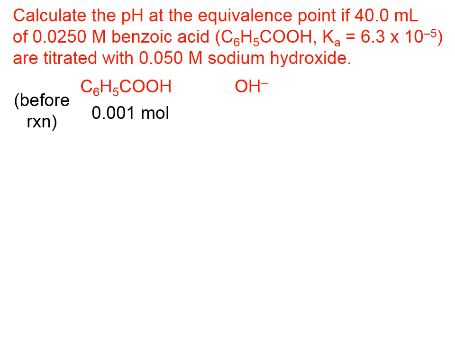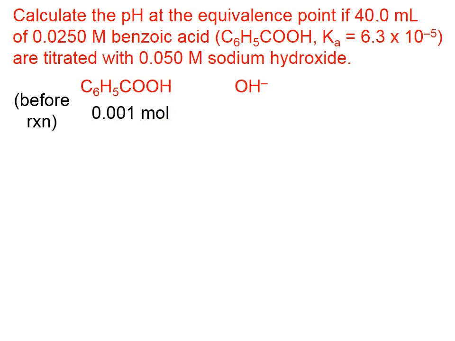Whenever we do the reaction, we need to take into account moles. Molarity, if you look in the upper left corner of the screen, is moles divided by, in the upper right, liters. So what I've done here to calculate moles of benzoic acid is I've taken molarity, 0.025, times the number of liters, which, 40 milliliters is 0.04 liters. Molarity times liters gives me moles. So that's where that number came from.